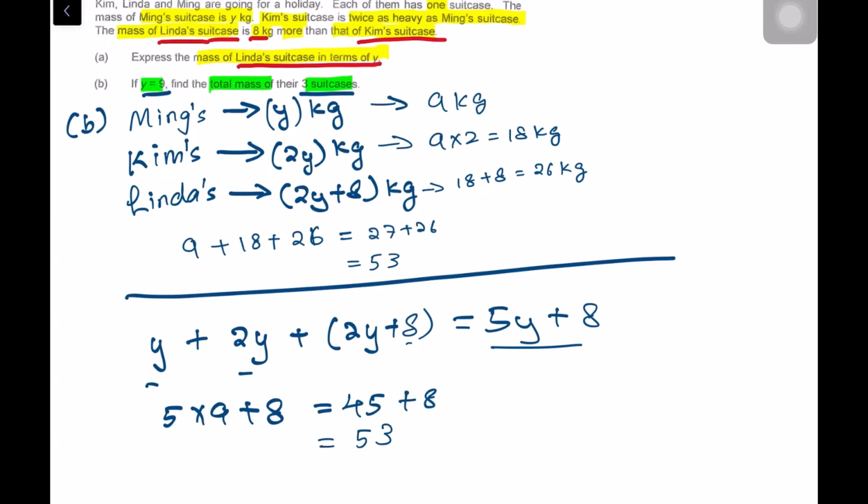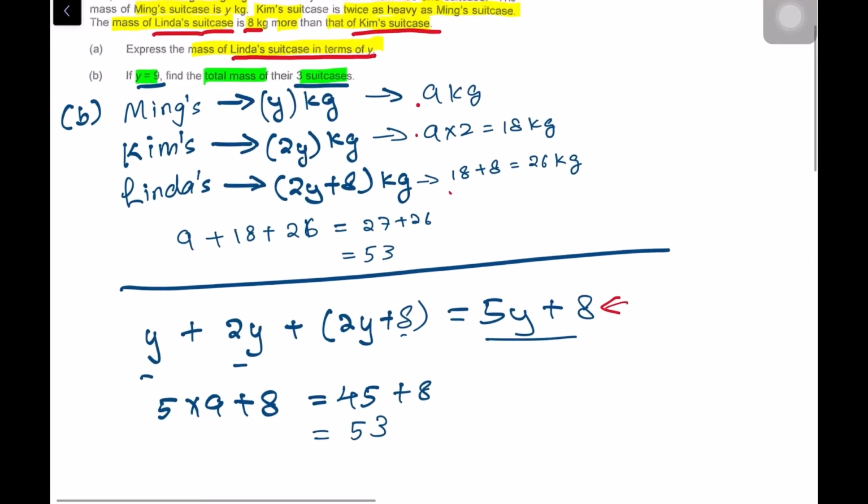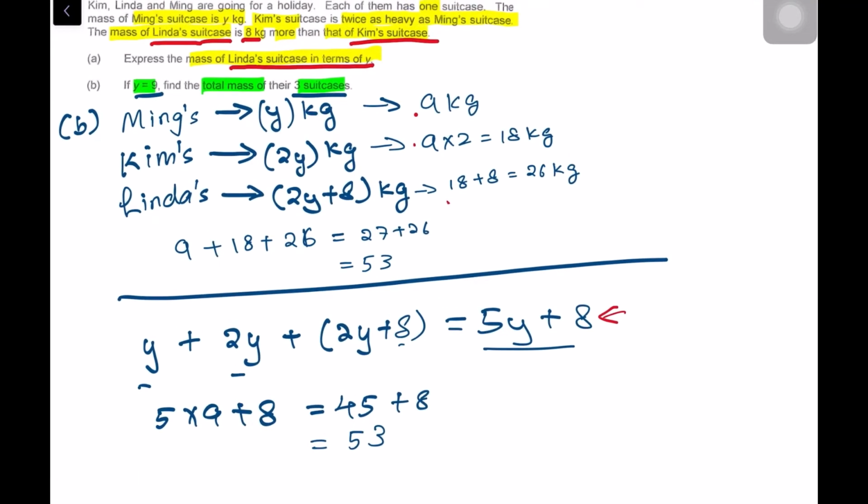Now both methods are correct, but personally I would prefer that we go with the second method because there's a lesser chance of error. It's safer in terms of substitution, because in the first method you have to substitute 9 three times, here, here and here. But in the second method you only substitute y equals 9 in one expression over here. That's it. So there's lesser room for error. But yeah, you can use both methods. So that's the answer, 53.